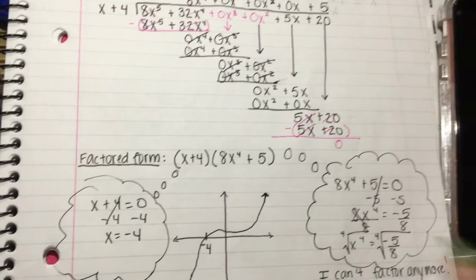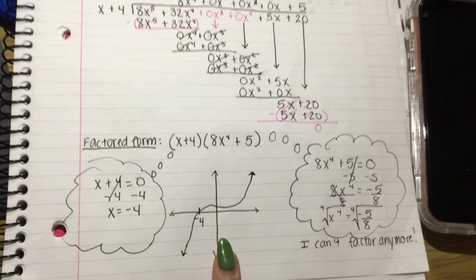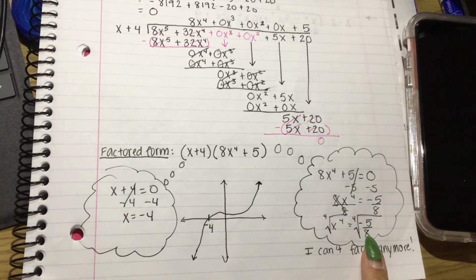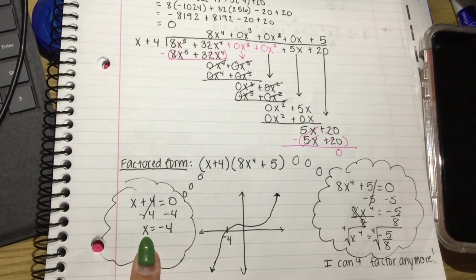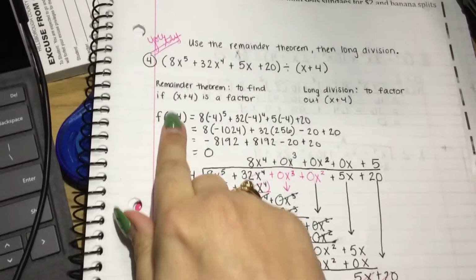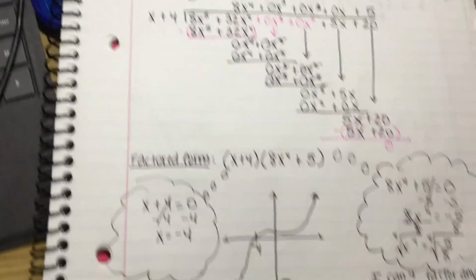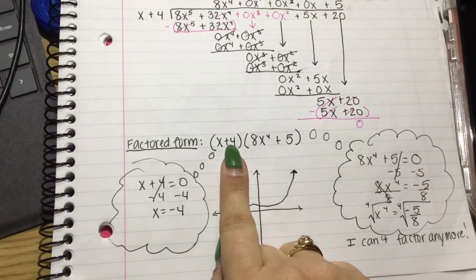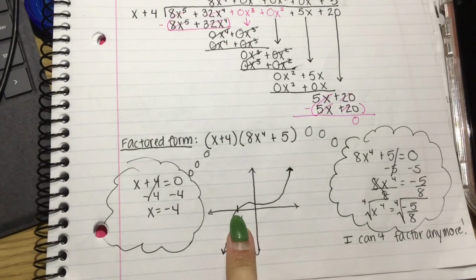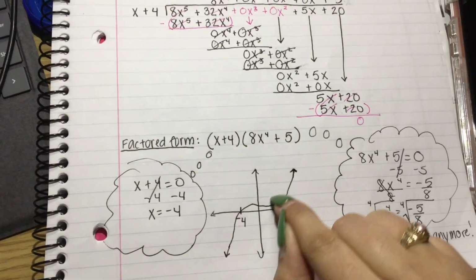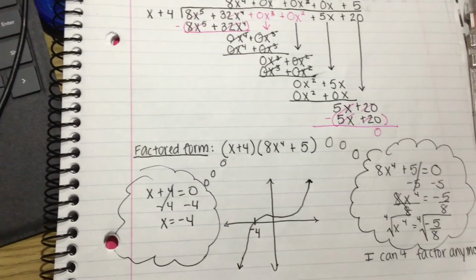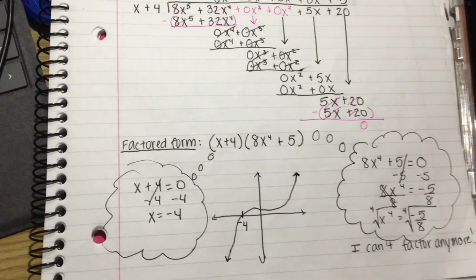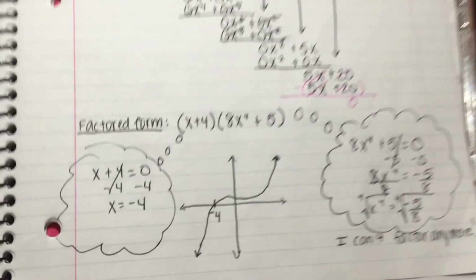So eventually this process is going to help us sketch a picture of this graph. And if I were to set that 8x to the fourth plus 5 equal to 0, I'd end up getting imaginary solutions, which tells me I can't factor anymore. And if I set x plus 4 equal to 0, I still know that this is a degree 5 function, so it goes down on the left and up on the right. And that x plus 4 equals 0 gives me the x value of negative 4, so I know that it passes through because it has multiplicity 1. So eventually we're going to end up using this to find all the zeros of a function and graph that function.